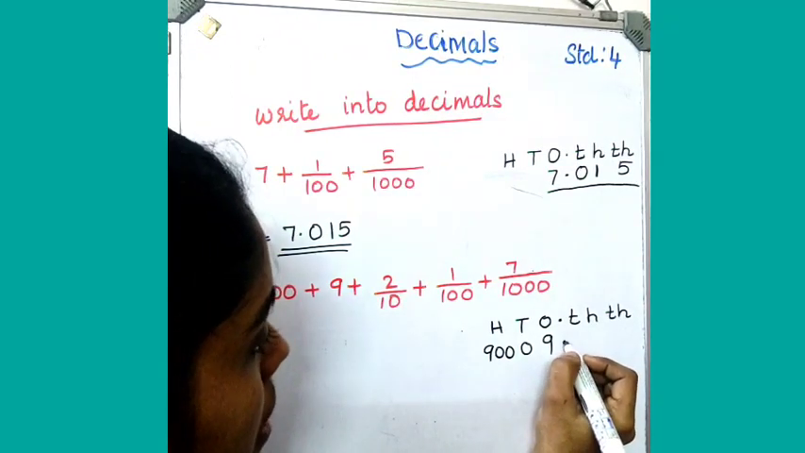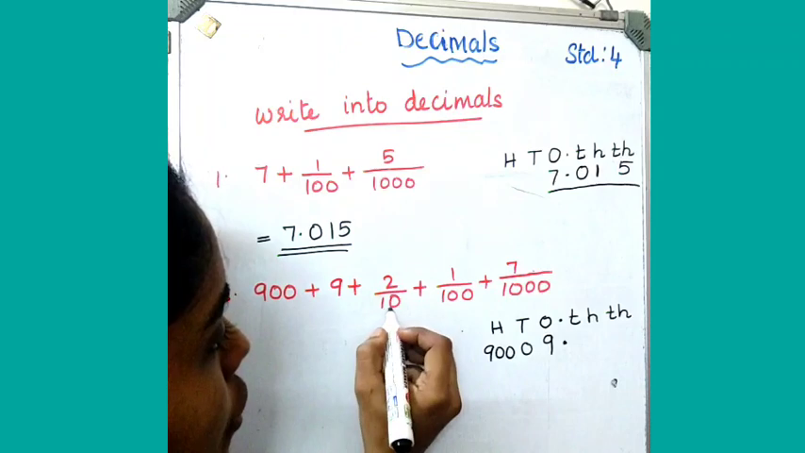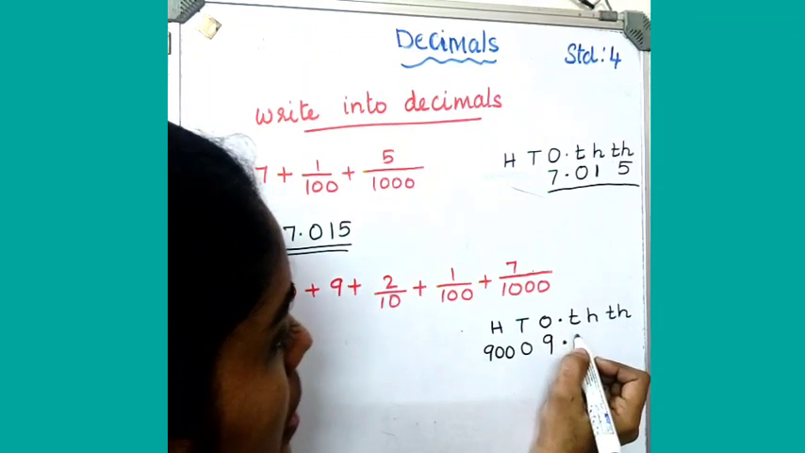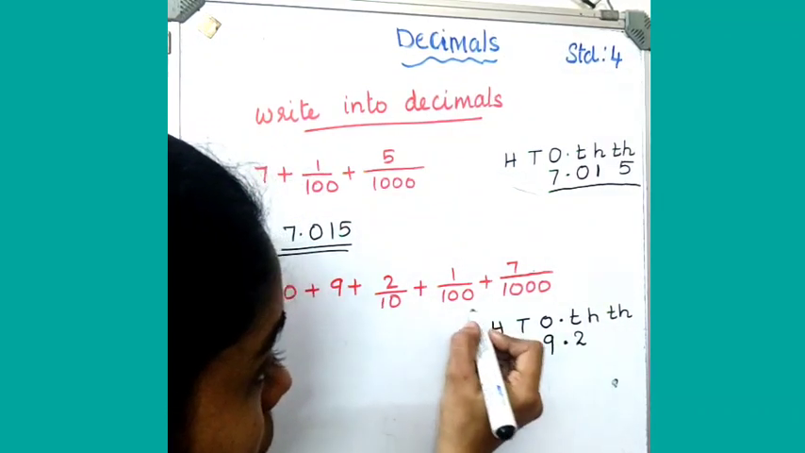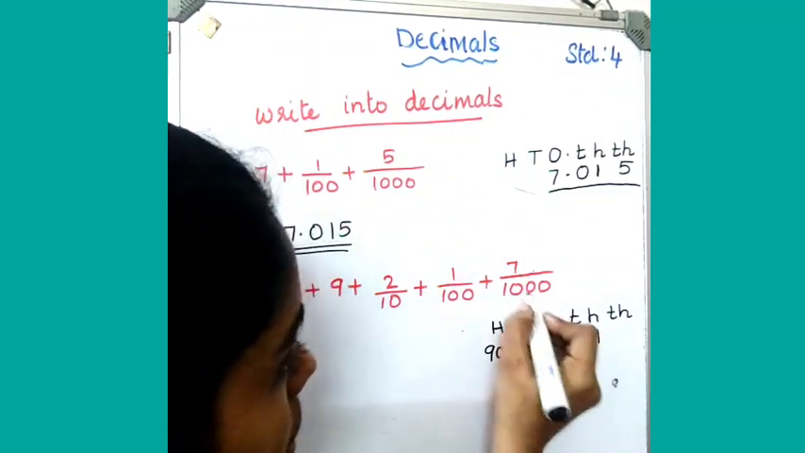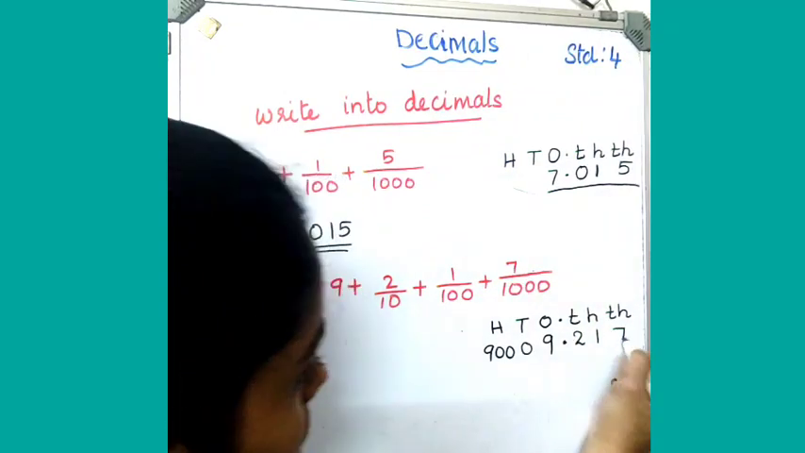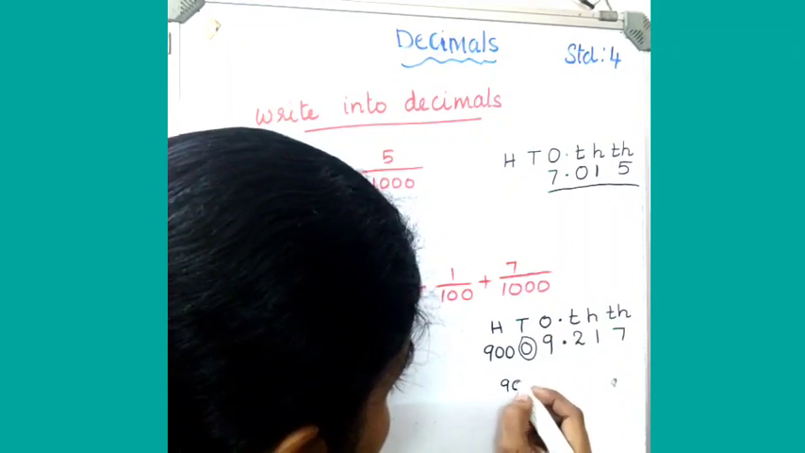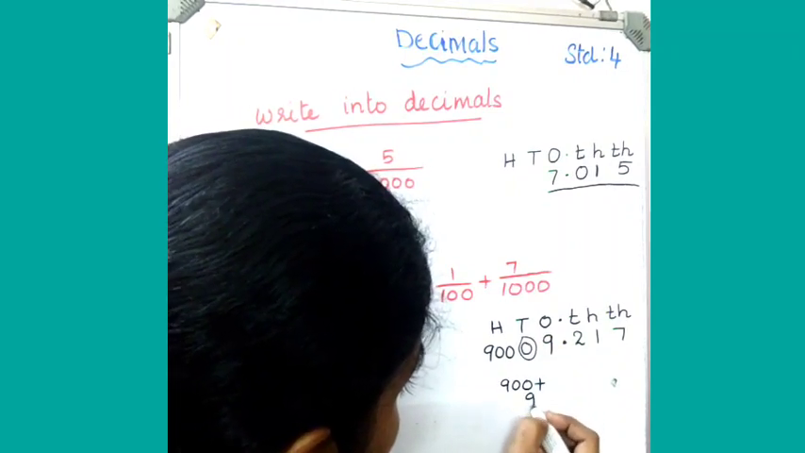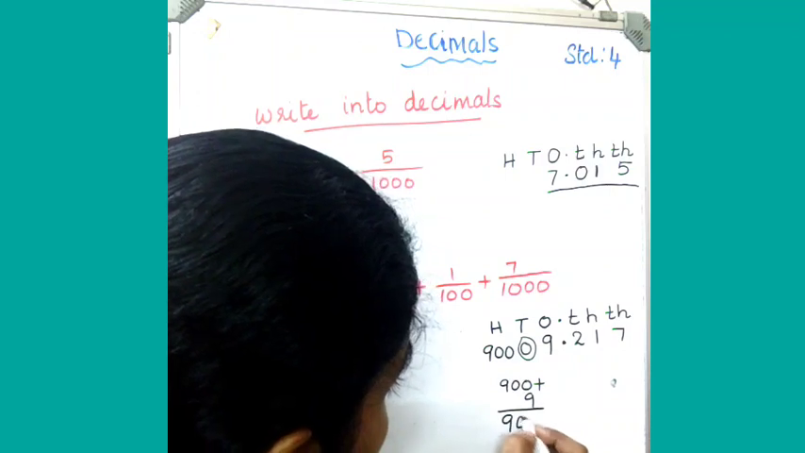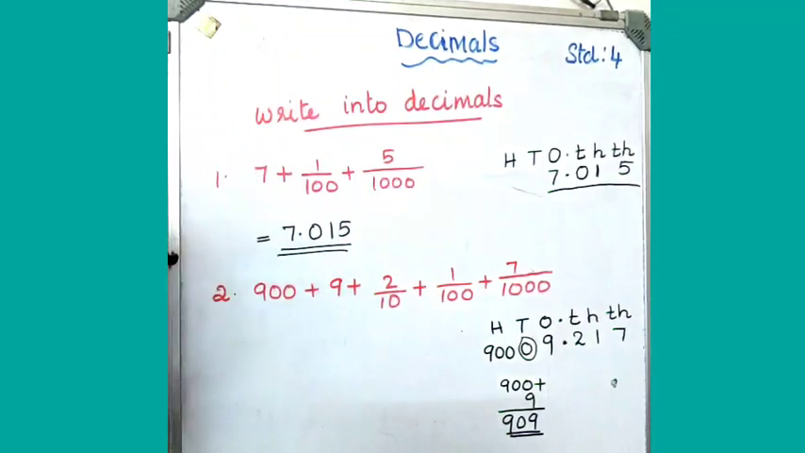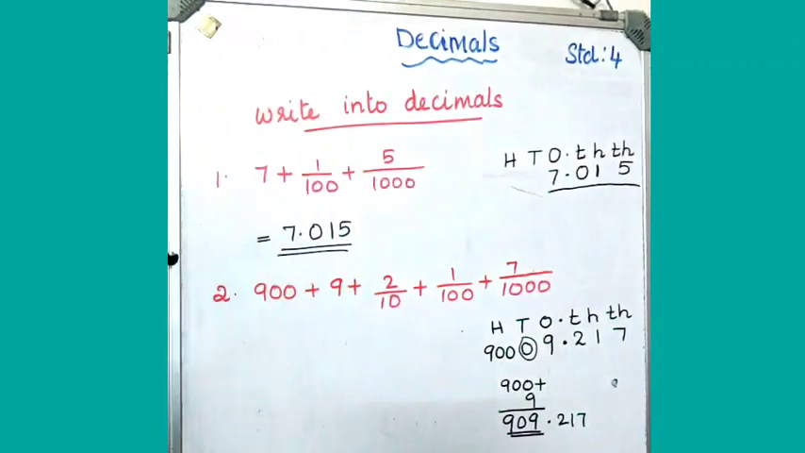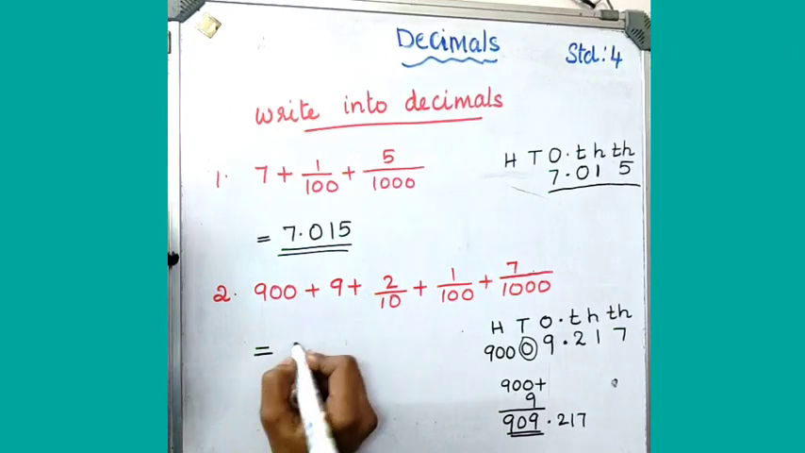Then put the decimal point here. 2 by 10 is in the 10th place, so the number here is 2. Then 100th place 1, 1000th place it is 7. So what will be the number? 900 plus 9 is 909. 0.217. This is the answer. So we can write the answer here.